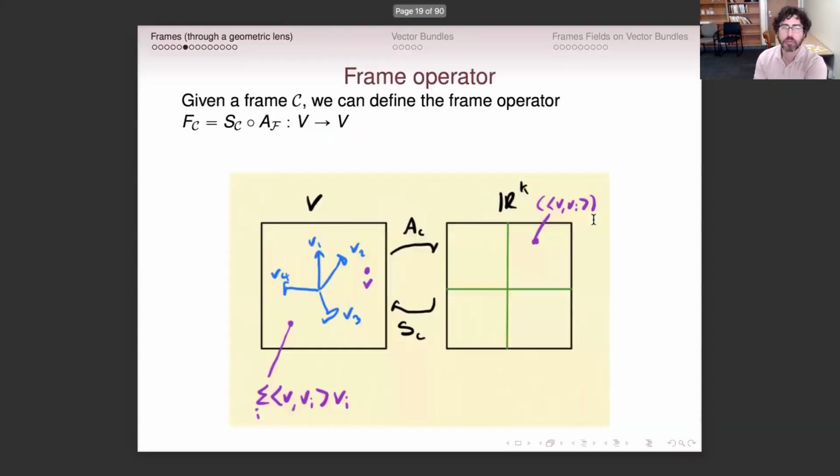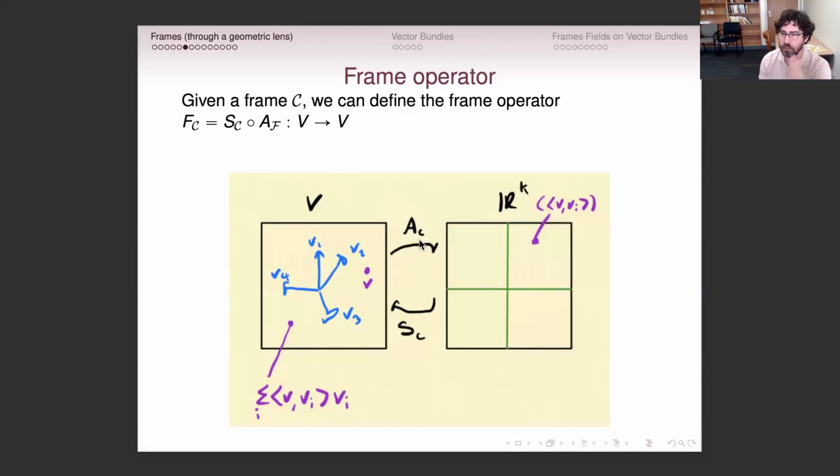Okay. So I have these two linear operators, one from V to R^K and one from R^K to V. And so the most obvious thing I could do is to compose them with one another to get an automorphism of the vector space V. And this is the so-called frame operator. So how does this work? If I have a collection of blue vectors in my vector space, maybe more of them than the dimension would suggest, then I can apply the analysis operator to get a list of numbers.